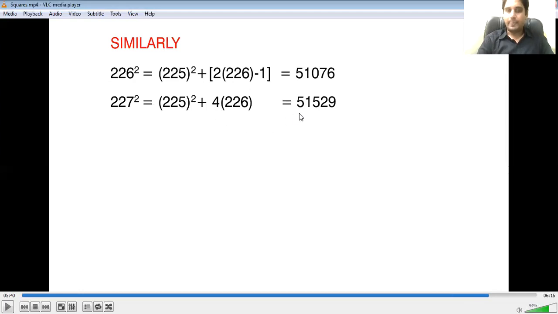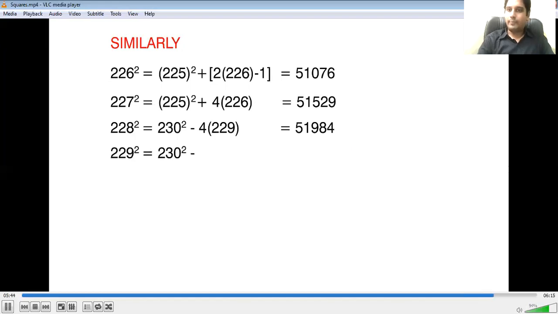Because we are going to add the 226th odd number and the 227th odd number, which is equivalent to 4 times 226. When we deal with 228 square, we'll be taking the square up to 230 and then we'll be subtracting the 230th odd number and the 229th odd number. So the 229th odd number plus the 230th odd number is nothing but 4 times 229. Hence, you'll be left with the sum of the first 228 odd numbers, which is 51984. Similarly, for 229 square, the sum of the first 230 odd numbers, subtract the 230th odd number from that, and we'll get the result of 229 square, which is 52,441. So this way, you can find out the square of any natural number.